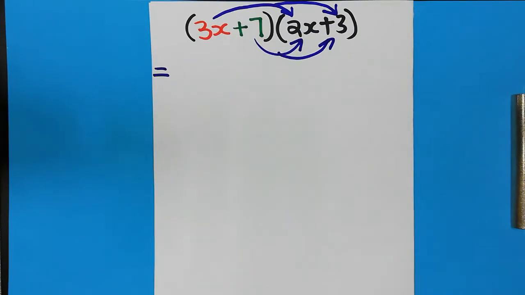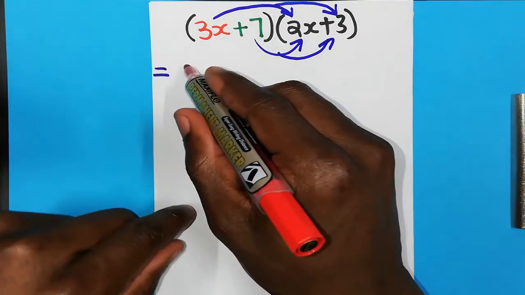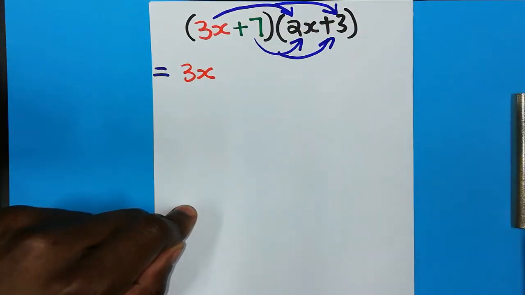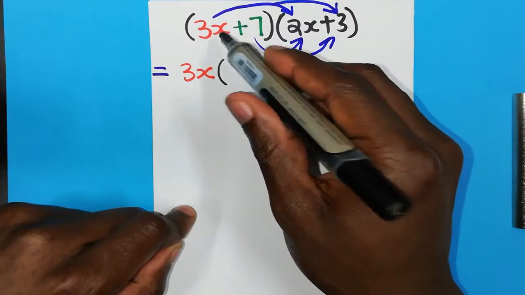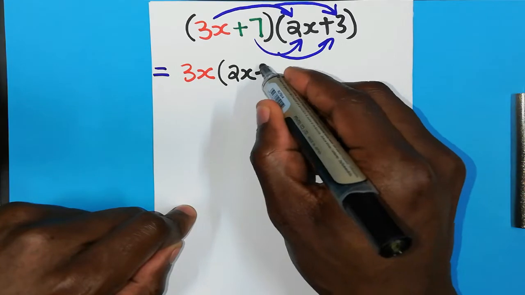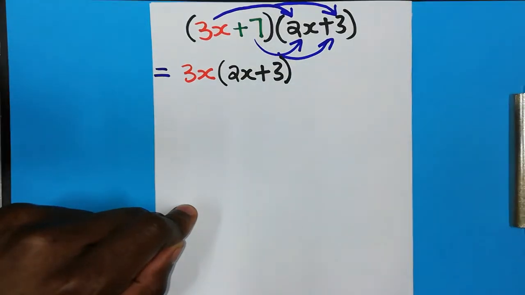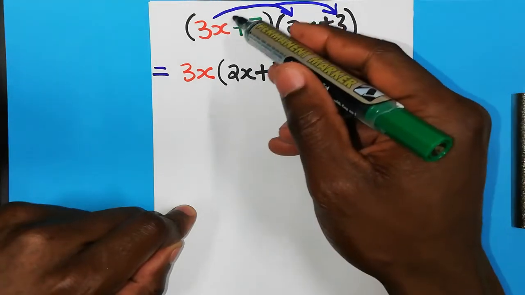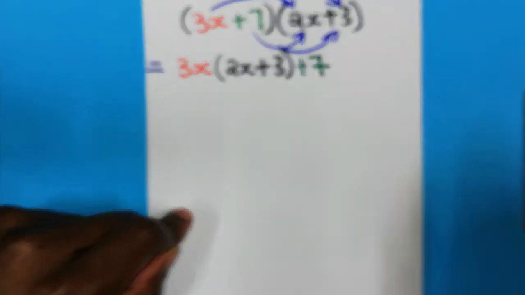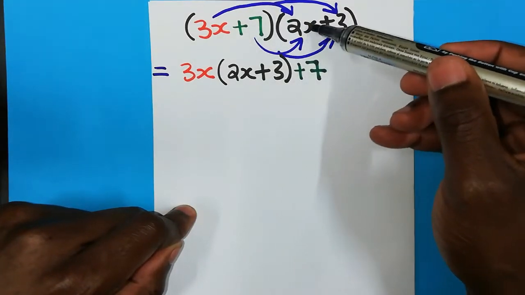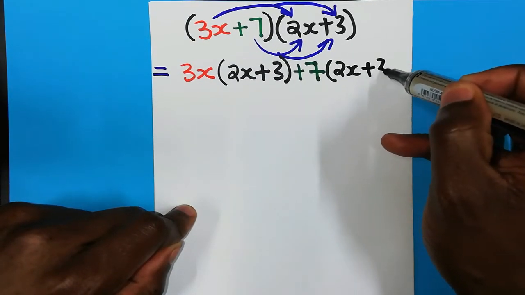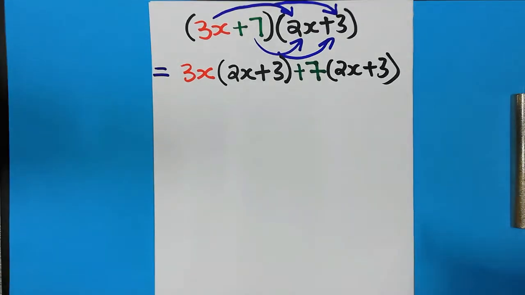Now how is it going to look? So we're going to have 3x, and I'm going to write everything inside that bracket. Remember, 3x will multiply everything inside the brackets, so it will be 2x plus 3. And I write the second term. So it's positive 7. Remember, positive 7 again will multiply everything that is inside these brackets. So I'm going to write 2x plus 3. Now I can multiply out.